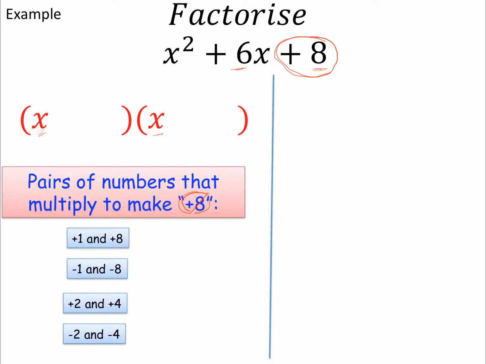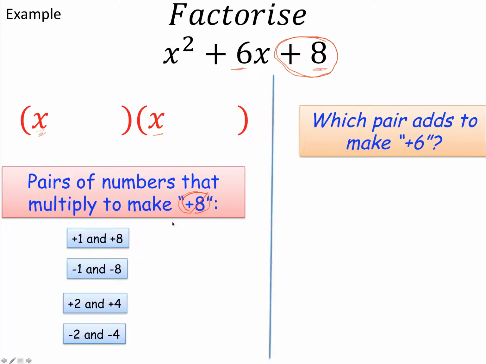The last pair of numbers here is minus 2 and minus 4. They multiply to give us positive 8. So you see, when you list the positive numbers, plus 1 and 8 will give us 8. Don't forget to list the negative numbers too, because they also multiply to give us positive 8.